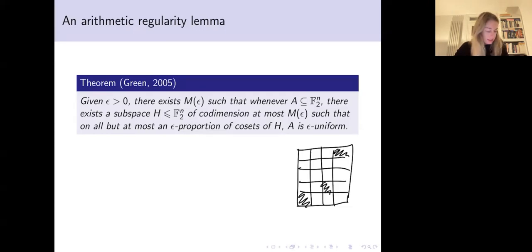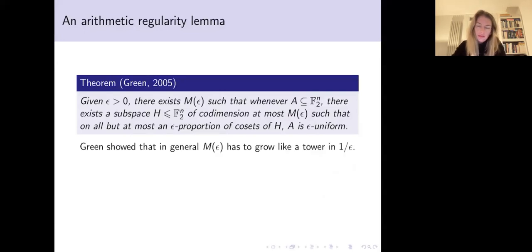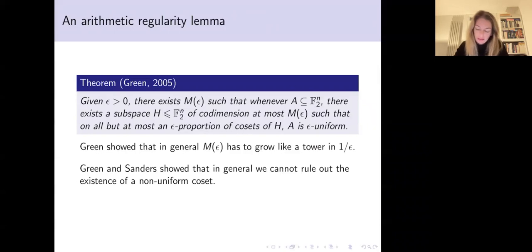Like graph regularity, this arithmetic regularity lemma has many applications and indeed a number of shortcomings. So for example, it turns out that the dependence of m of epsilon on epsilon is very poor. Green showed that in general, this function has to grow like a tower in 1 over epsilon. Moreover, it turns out it's impossible to get rid of these cosets that are potentially non-uniform. So there's an example of Green and Sanders that shows that in general, we cannot rule out the existence of a non-uniform coset.